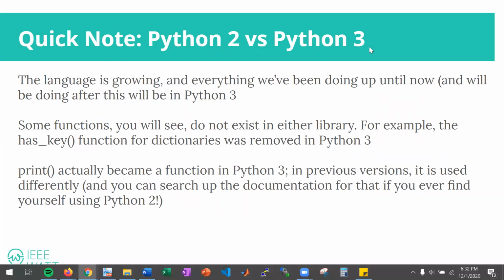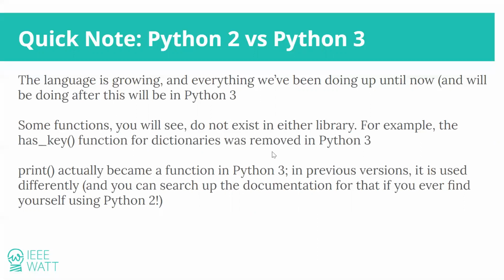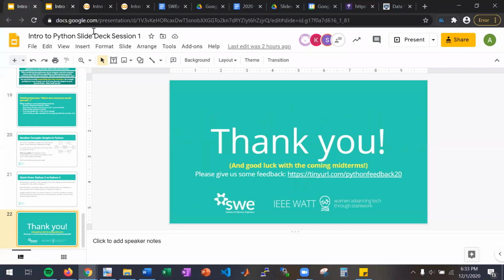Our last note was just about Python 2 versus 3. Everything we've been doing is in Python 3, and I added it in the slide after I realized that some of the functions for the dictionaries from the first session didn't work, because they were for Python 2. Just a heads up, some things in Python 3 and Python 2 aren't compatible with each other. Print became a function in Python 3, and in previous versions it was used differently. If you find yourself needing a previous version, a lot of it is similar, but you might want to look up the documentation. Now we're going on to Deck 2, unless people have questions.